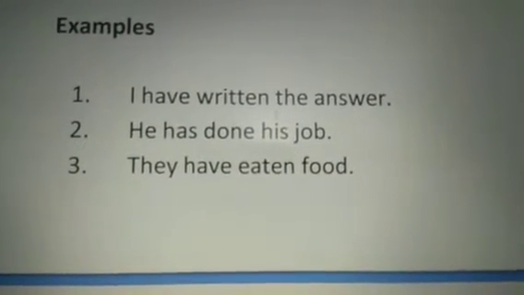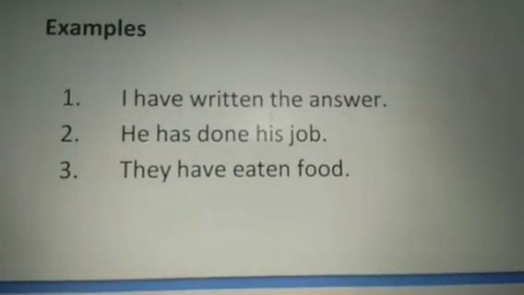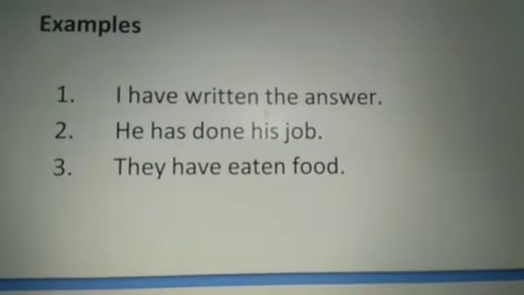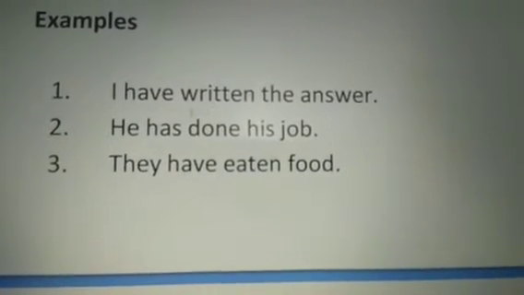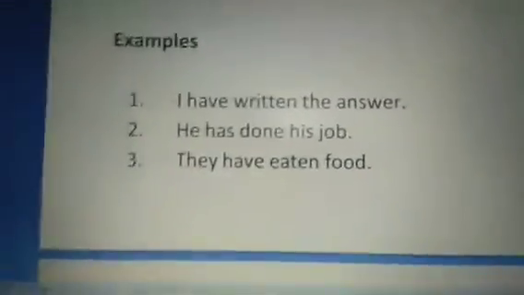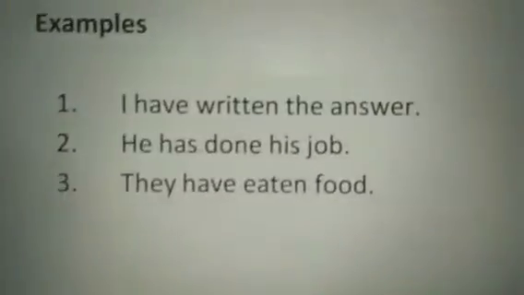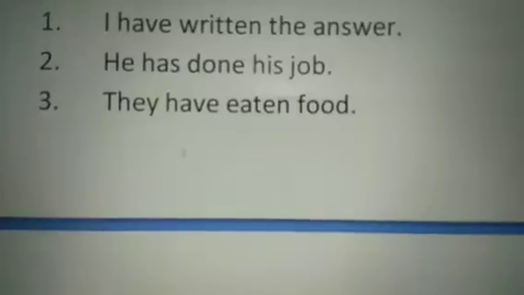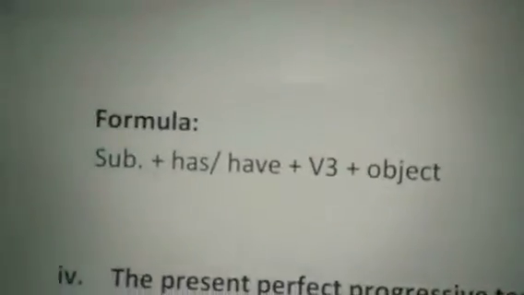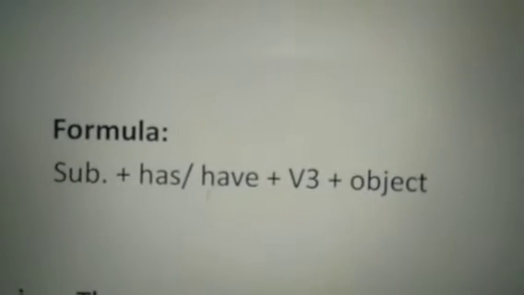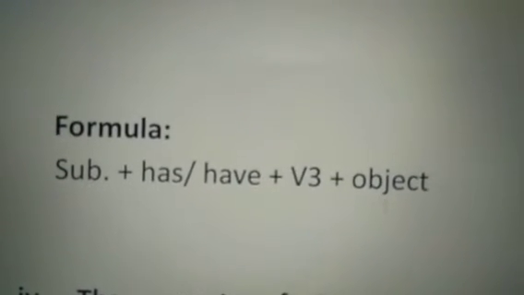Now let us analyze the first example, which is I have written the answer. The activity is over. The activity has been finished and it got over in the immediate past, but its impact is felt in the present. So this one is present perfect tense, and the formula is subject plus has/have plus V3 plus object.